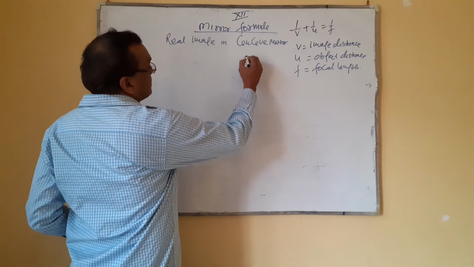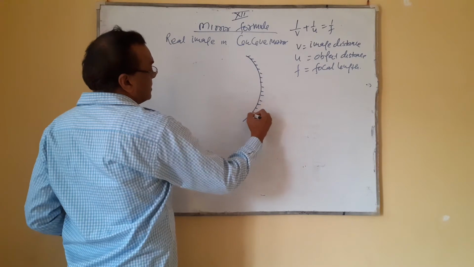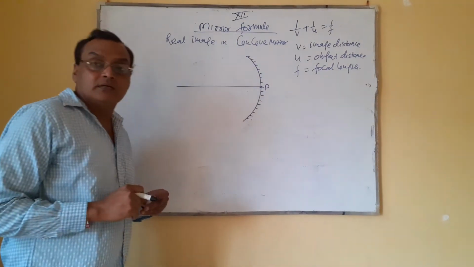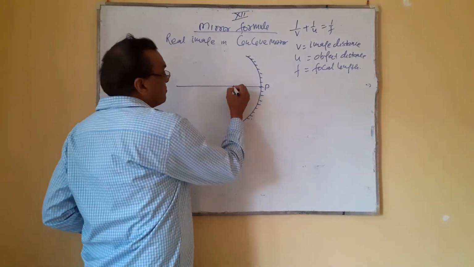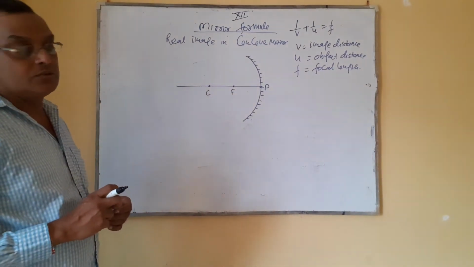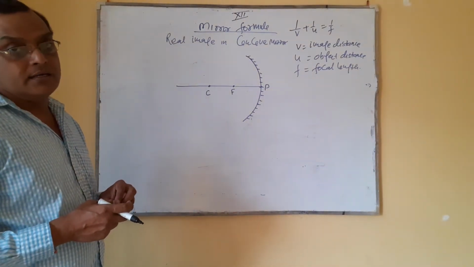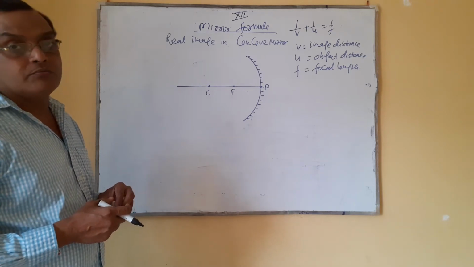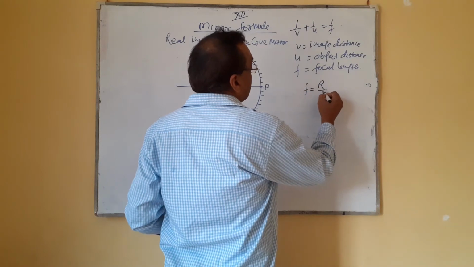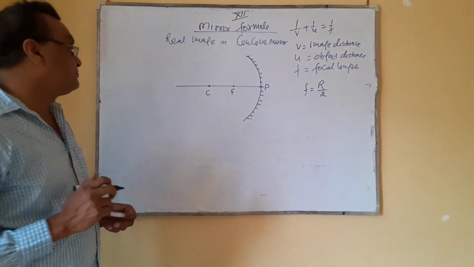So see there, suppose that this is a concave mirror. This is the pole of the mirror. This is the principal focus, and this is the center of curvature. You know that PF and FC are equal. PC is called the radius of curvature, and PF is called the focal length, and you know that focal length is half of the radius of curvature. You know about the sign convention also.